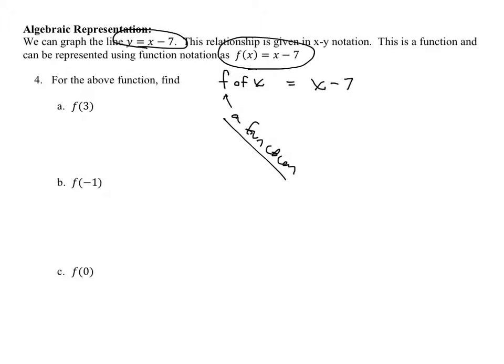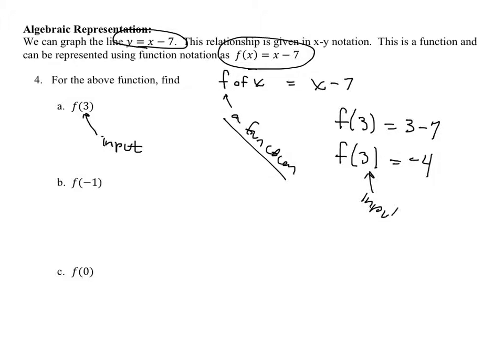What it's telling you is that 3, in this case, is your input, and it's begging you to get the output. So here's the deal. Using this function, I am going to put 3 everywhere I see an x. So f of 3 is equal to -4. So what does that mean? When my input is 3, I get out -4.